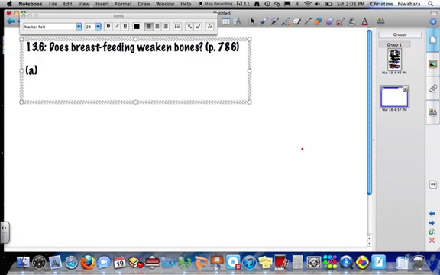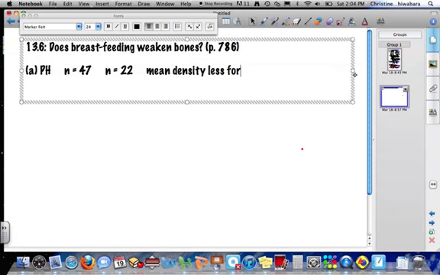So the first question asks, what two populations and parameters did the investigators want to compare, and then state the appropriate hypotheses. So this is the P and H of PHANTOM, so we're going to do that right now. I am going to note that in our data, they told us that our first sample size for our breastfeeding women was 47, and our second sample size was 22. So I'm going to write that down first. And I'm also going to note that the question they're asking is, is the mean density less for breastfeeders than it is for other women? Right?